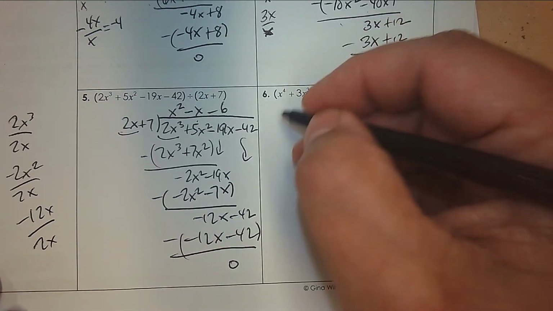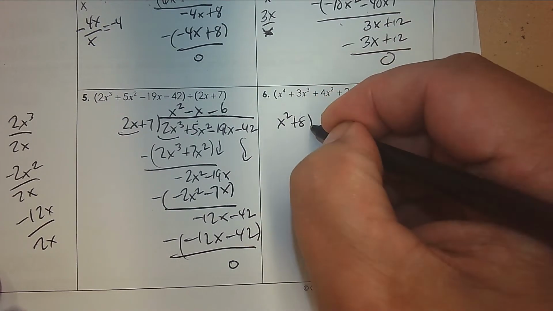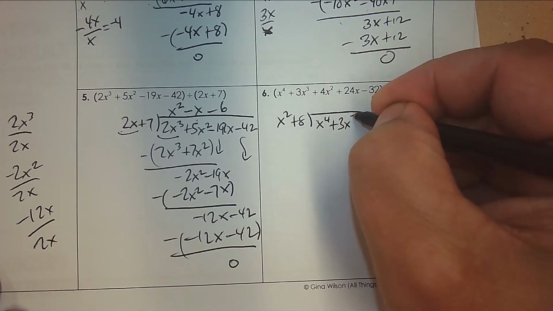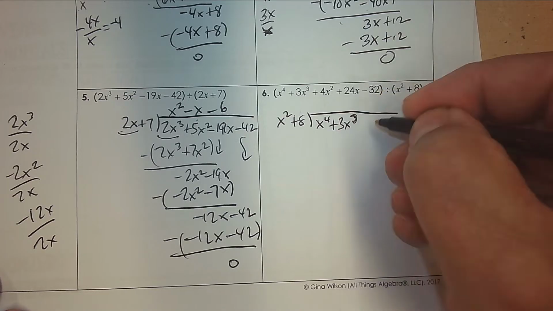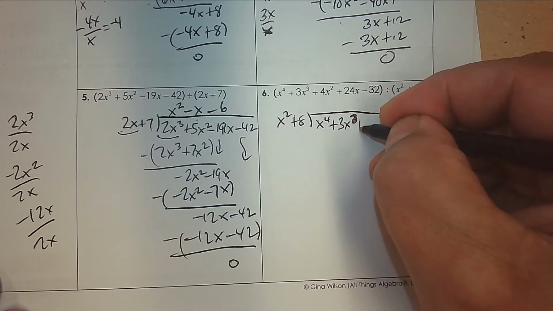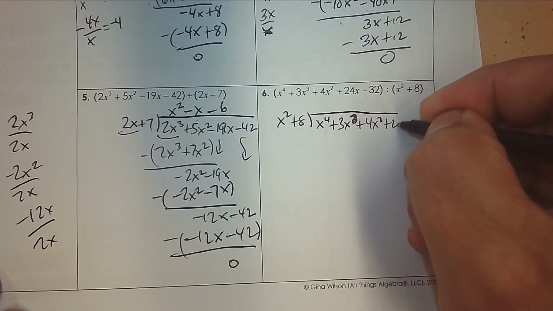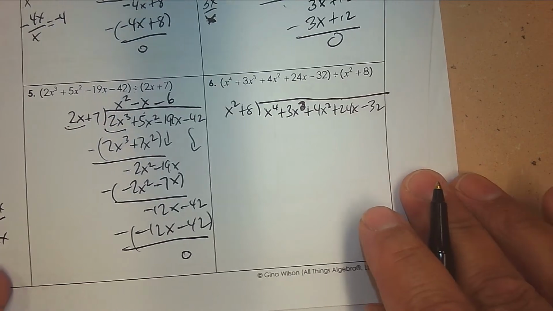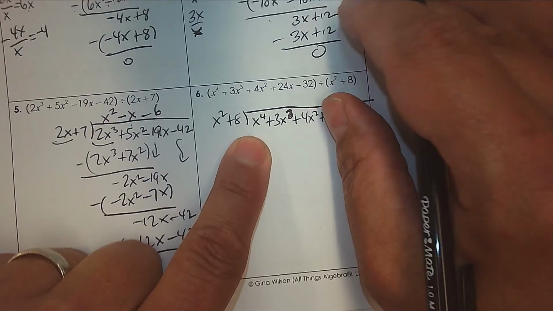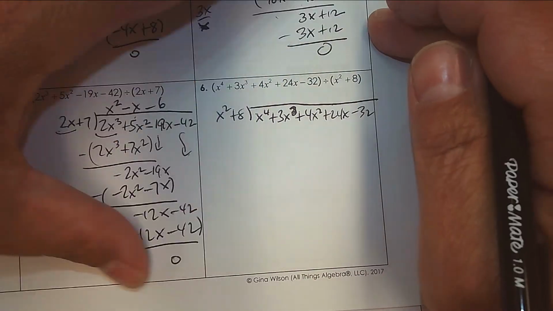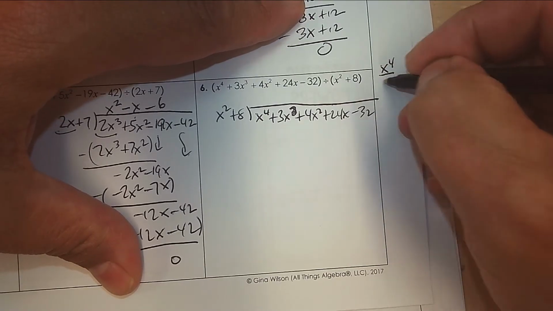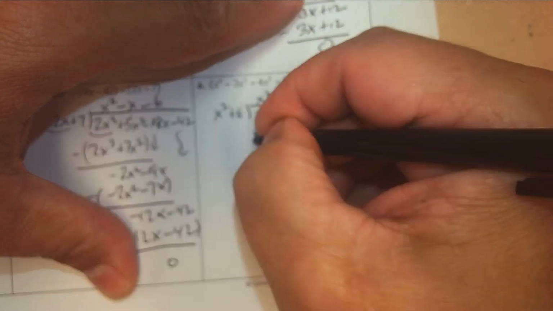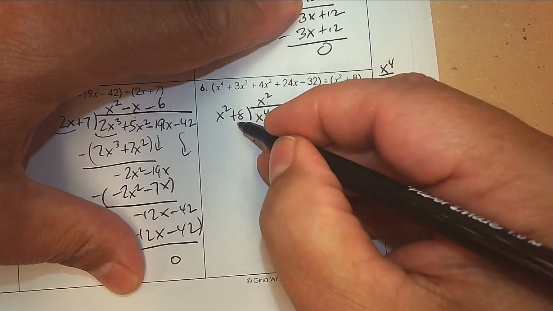x squared plus 8 into x to the 4th plus 3x cubed plus 4x squared plus 24x minus 32. All right. So I start with x to the 4th divided by x squared. That just gives me x squared. Distribute. Be careful here. x squared times 8 is 8x squared.